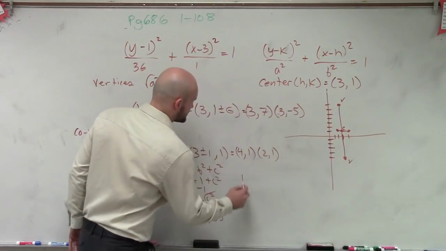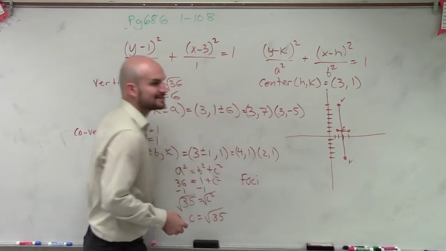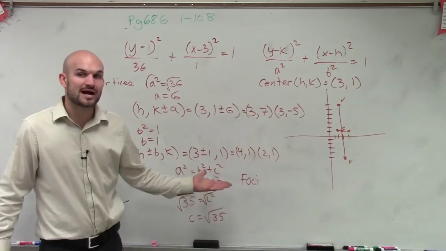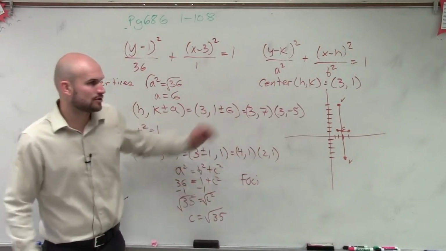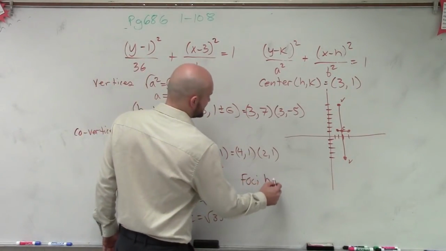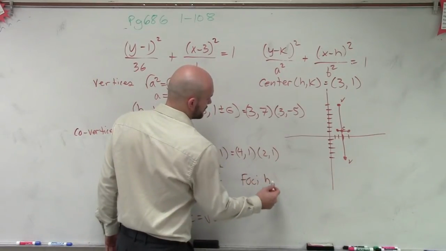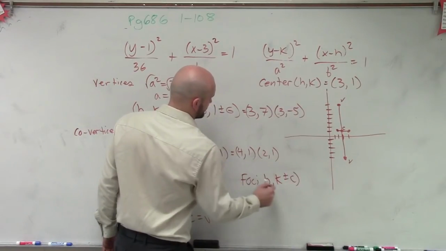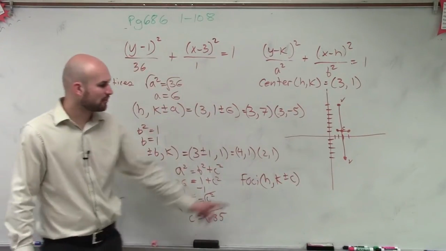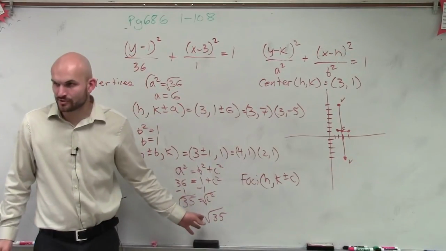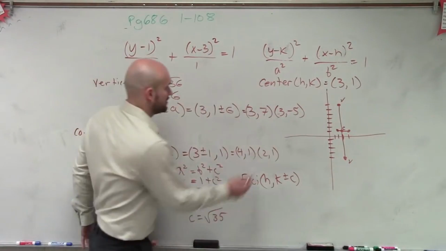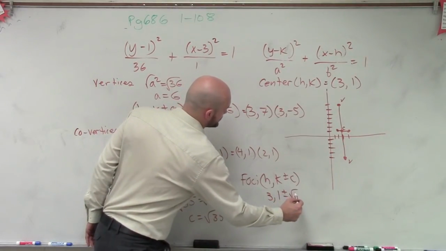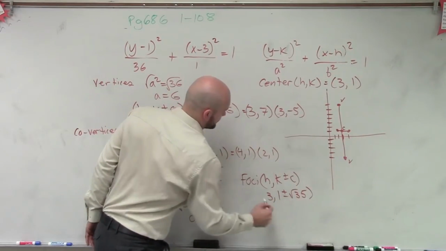So anyways, just to talk about the foci and give you guys the general formula, since this is a vertical ellipse, I'm going to be adding or subtracting c to my k coordinate. So it's going to look something like this: h, comma, k plus or minus c. Now, we're going to come into a little bit of a problem here because we can't add the square root of 35 to my k coordinate. But anyways, it'll look like this: 3, comma, 1 plus or minus the square root of 35.